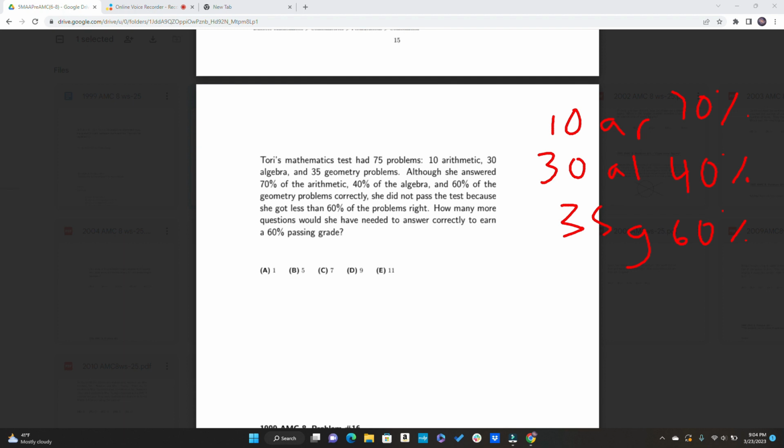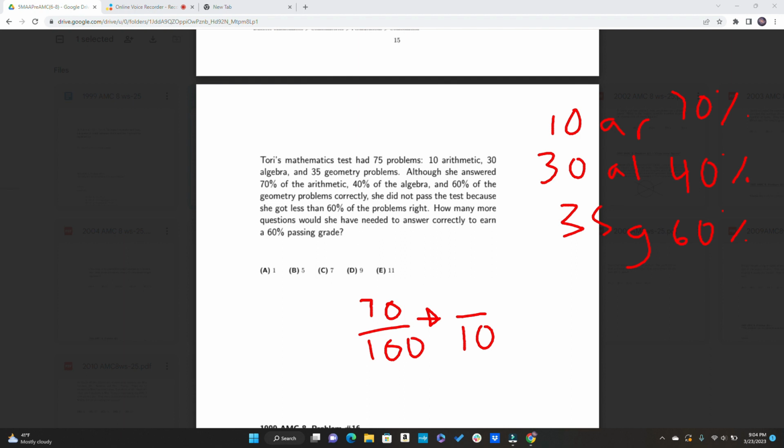So let's figure out how many questions she answered right. So it says she answered 70% of the 10 arithmetic questions. So what's 70% of 10? Well, 70%, that's like 70 over 100. We want to see what that is over 10. We can see that we can do some simple division. So to get from 100 to 10, you divide by 10.